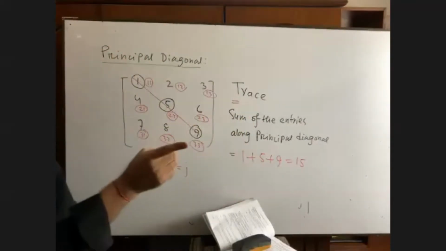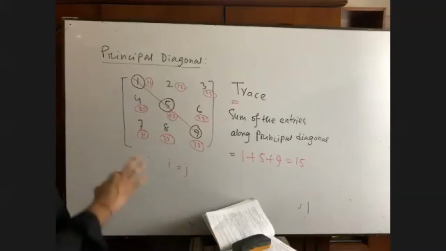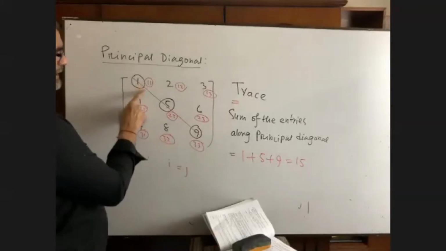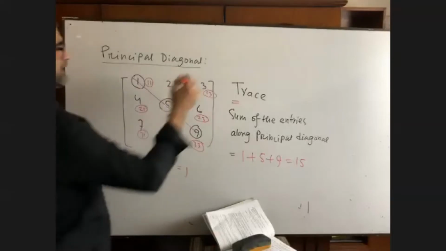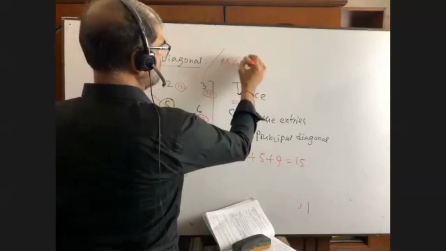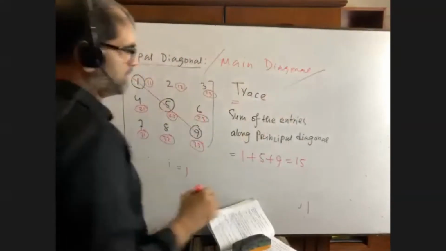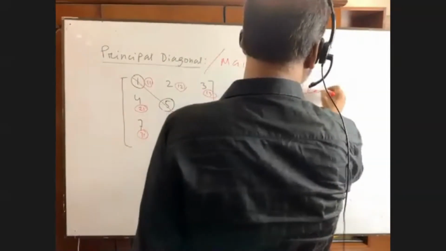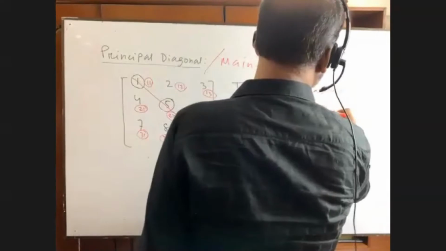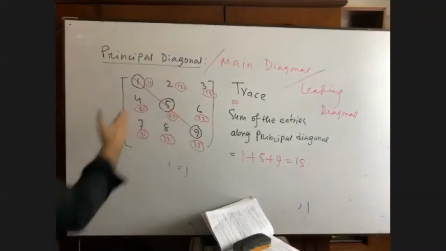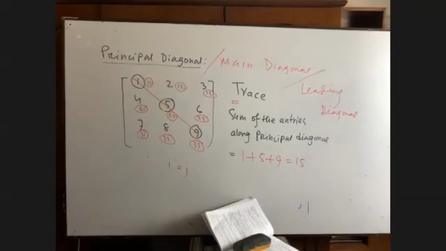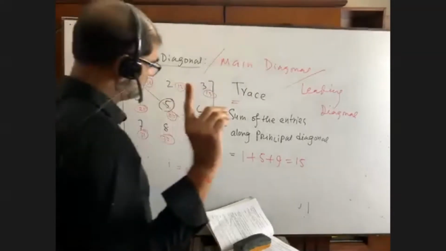Please switch off your loudspeaker. I think you have got me. The entries along the principal diagonal. The principal diagonal is also known as the main diagonal. It is also known as the leading diagonal. You write down leading diagonal. It has 3 names: principal diagonal, main diagonal, or leading diagonal. So, dear students, I think you have come to know what trace is and what the principal diagonal is. Is it? Yes, sir. That's good.